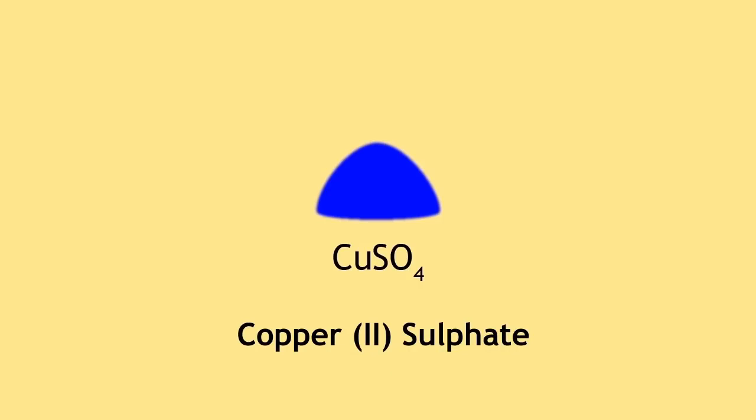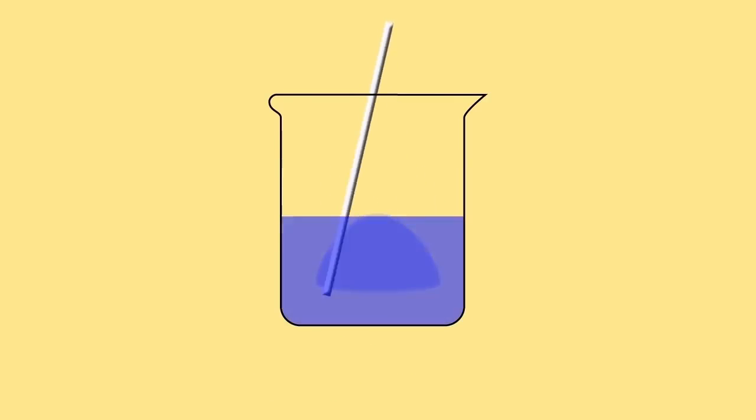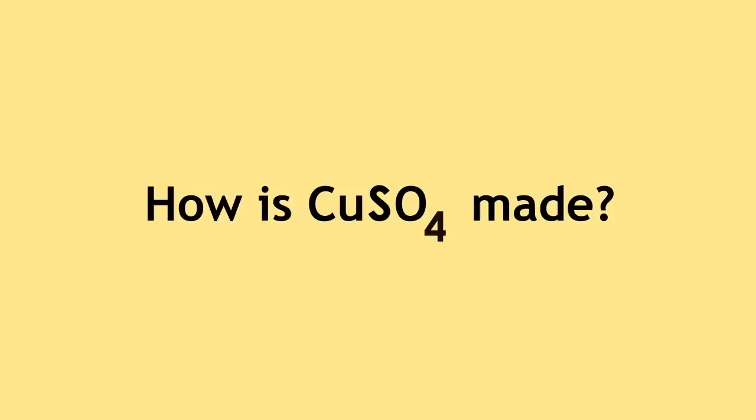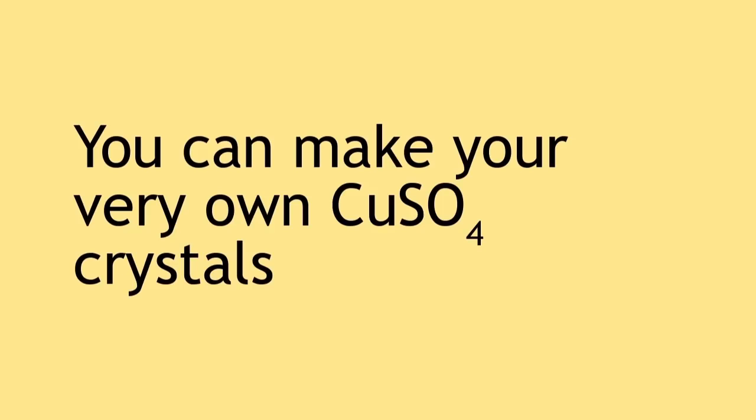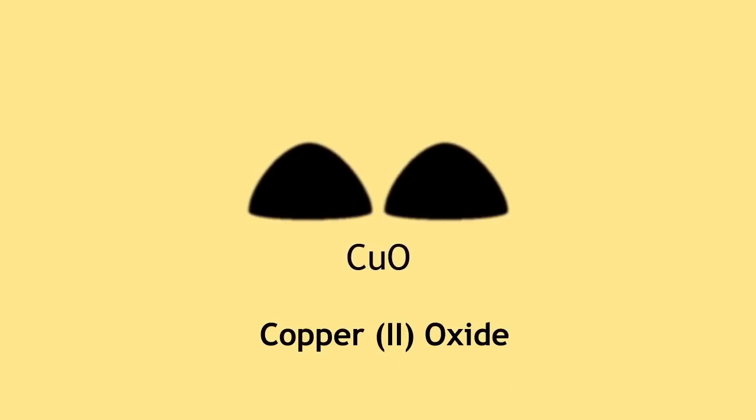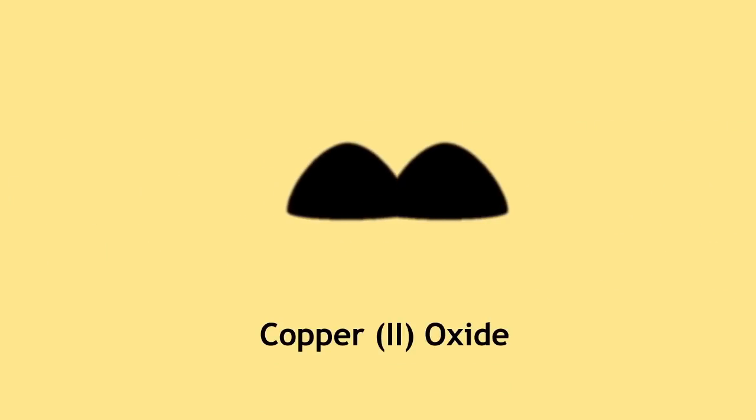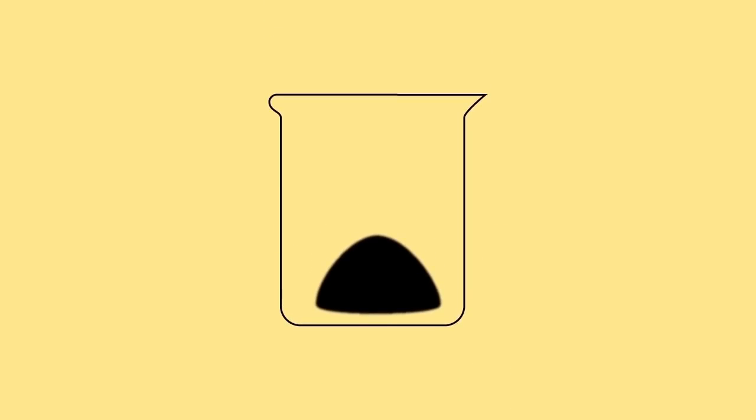You have likely encountered copper(II) sulfate either as crystals or in solution, but have you ever wondered how it is made? Did you know that you can make your very own copper(II) sulfate crystals? Add 2 scoopfuls of copper(II) oxide, which is a black powder, into a beaker. Then add sulfuric acid so that all of the copper(II) oxide powder is covered and a bit more.